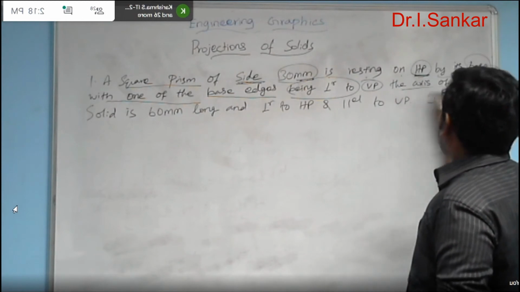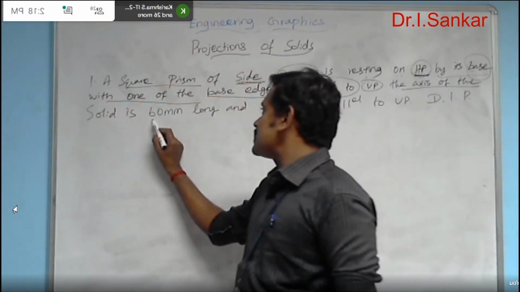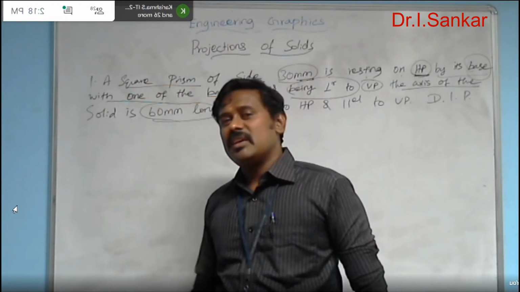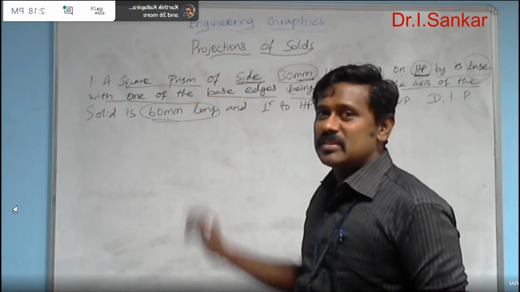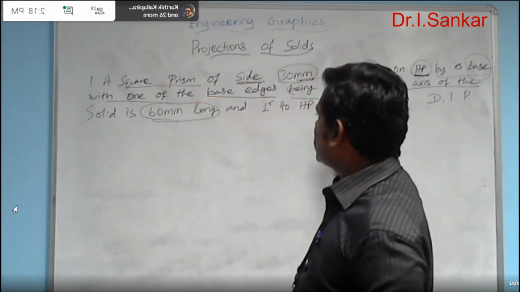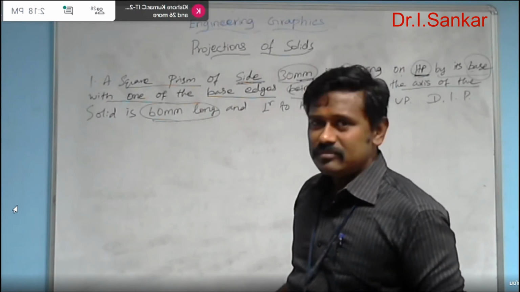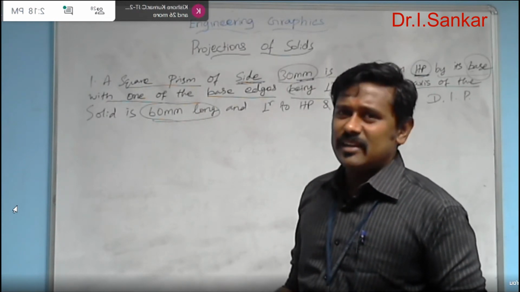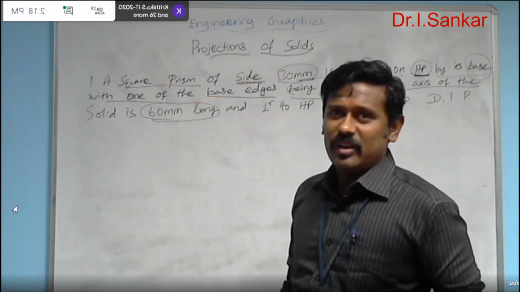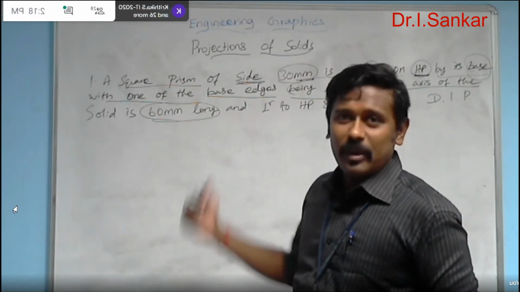Then, the axis of the solid is 60 mm long. What is the indirect meaning of this? The axis length is nothing but the height of the solid. The solid height is 60 mm.